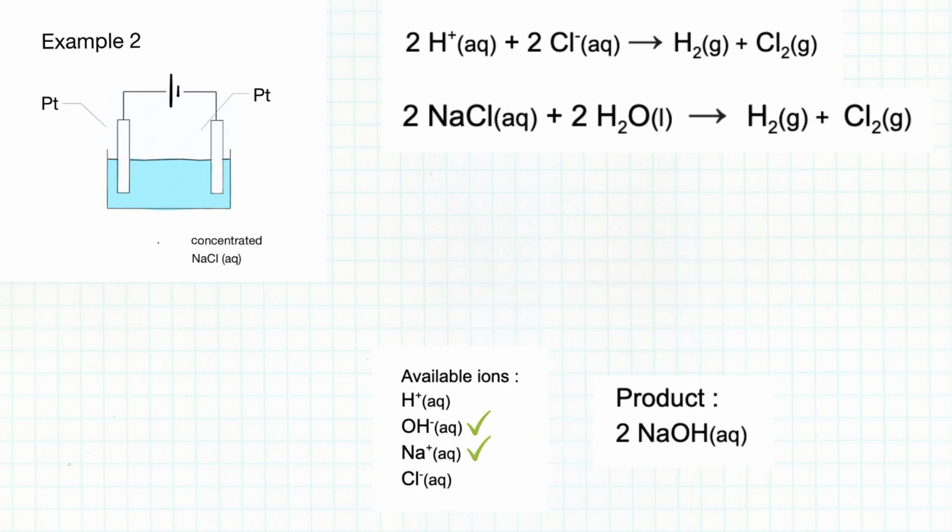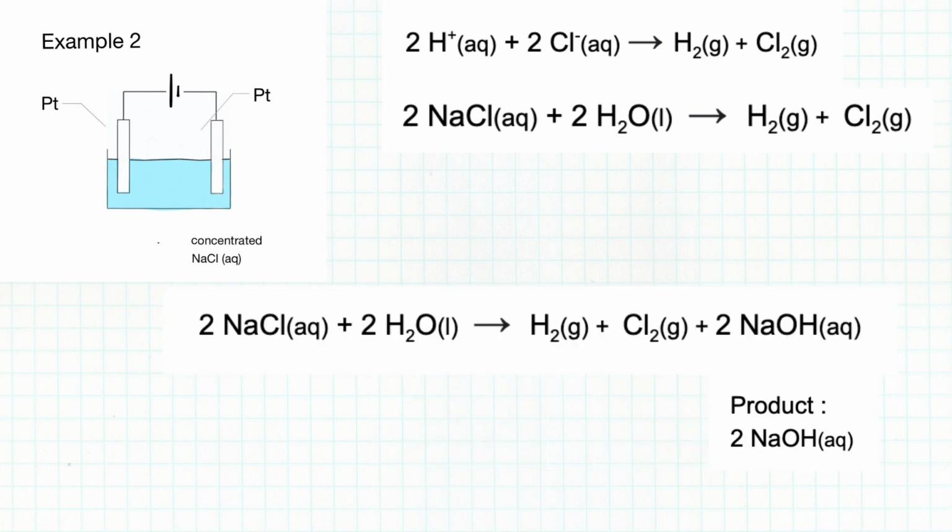Ions added to the equation are Na+ and OH-. Hence the NaOH must be added to the product. Equation is 2H2O + 2NaCl yields H2 + Cl2 + 2NaOH.